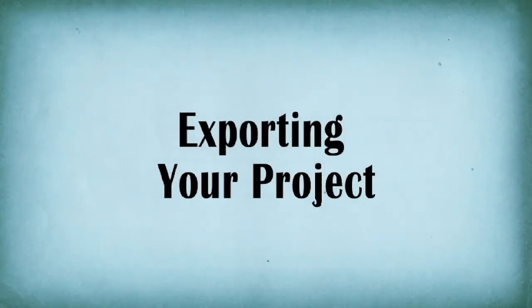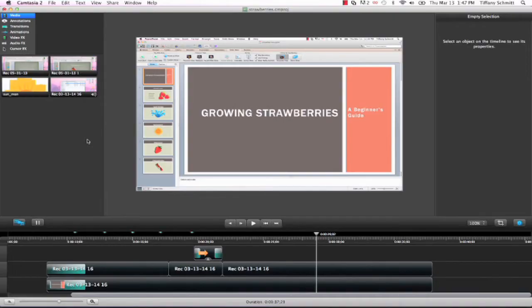When you have finished making all your adjustments and adding any extra effects or transitions, it is time to compile what you've created on your timeline into a video file. This process is called exporting. To export, you need to click on the Share tab on the menu bar at the top of the screen. Next, click Advanced Export.